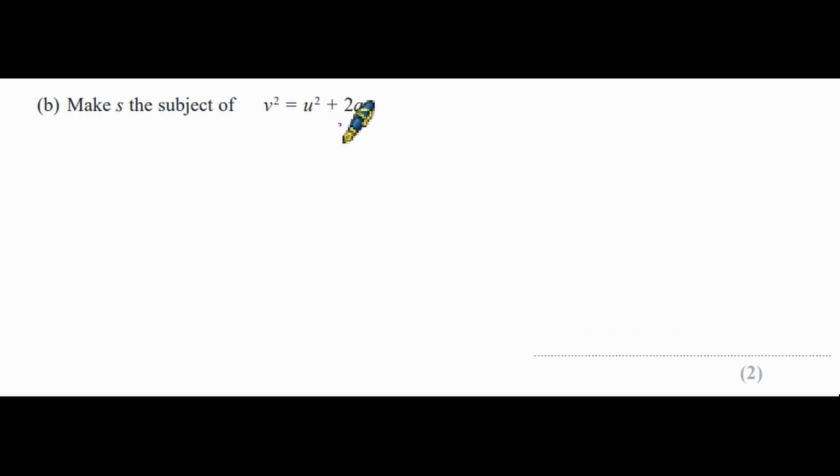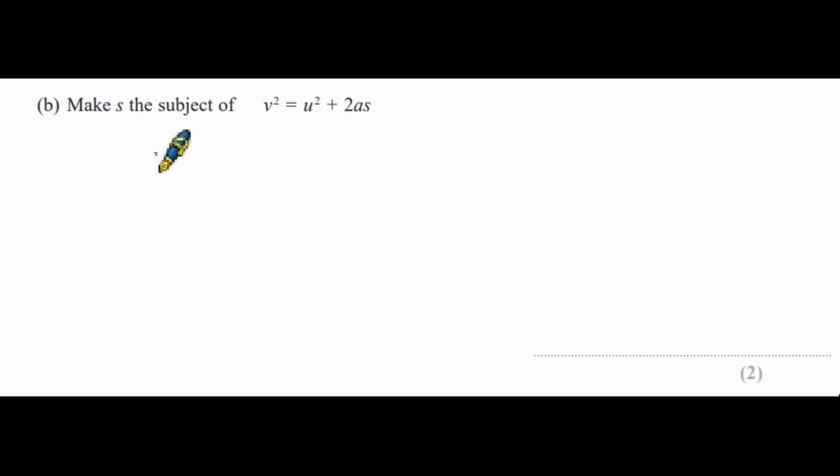The second part of question 21 is all about rearranging formula. It's giving us the same formula, but it's asking us to make S the subject. Now, of course, at the moment, V is the subject. So what we need to do is move everything away from the S to leave it on its own with everything else on the other side.